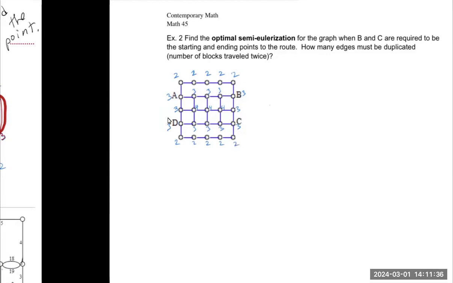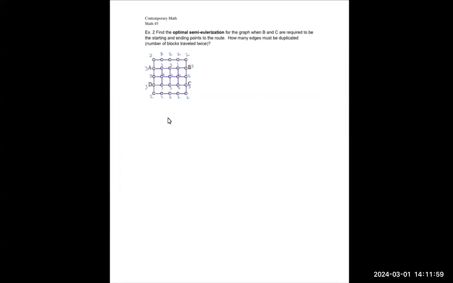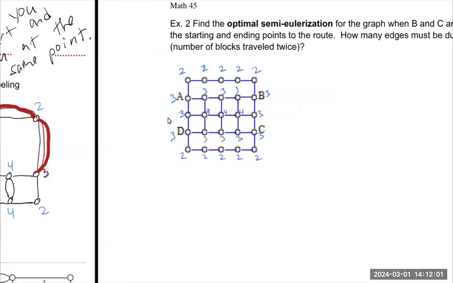All right, so let's highlight the odd ones. And they do say that they want us to find the optimal semi-Eulerization for the graph when B and C are required to be the starting and ending points. So we want to keep B and C still odd, and we're only going to make all the rest of them even. But we're going to add extra edges to make the rest of them even.